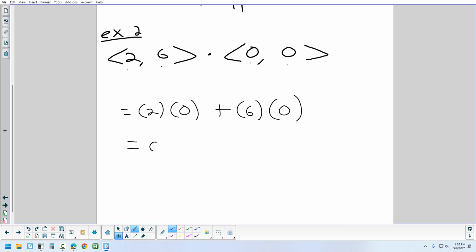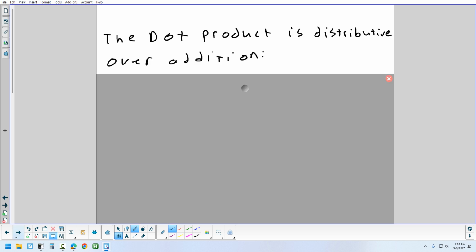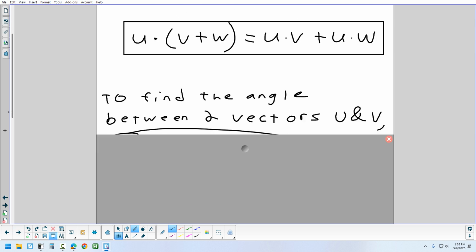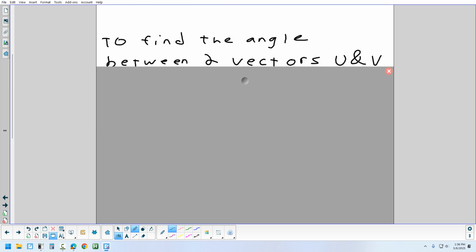Yep. Remember, that's the number 0, not the vector 0. When you do a dot product, you always get a number. So that's 0. And when you get a dot product of 0, that means something. What does it mean? I'm going to show you what it means. Any question on finding the dot product there?